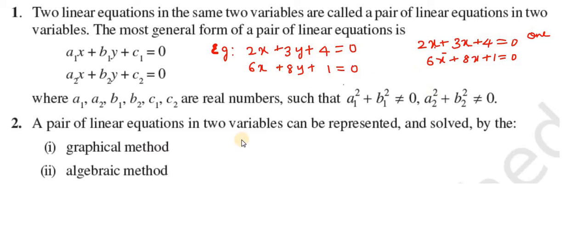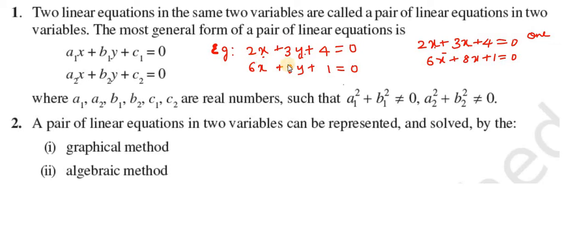But what is the name of this? Pair of linear equations in two variables. So here two variables must be there. x and y are the two variables. The remaining things, a, b, c, are real numbers, constants. So you need to find the x and y values for this.